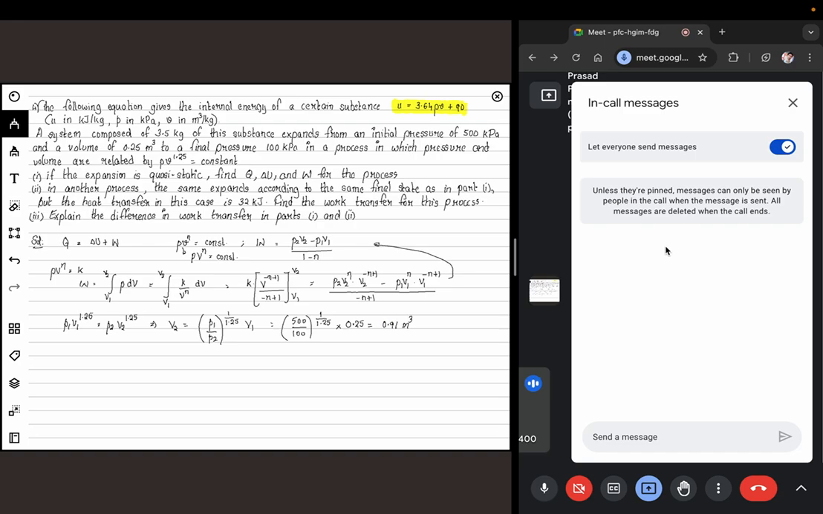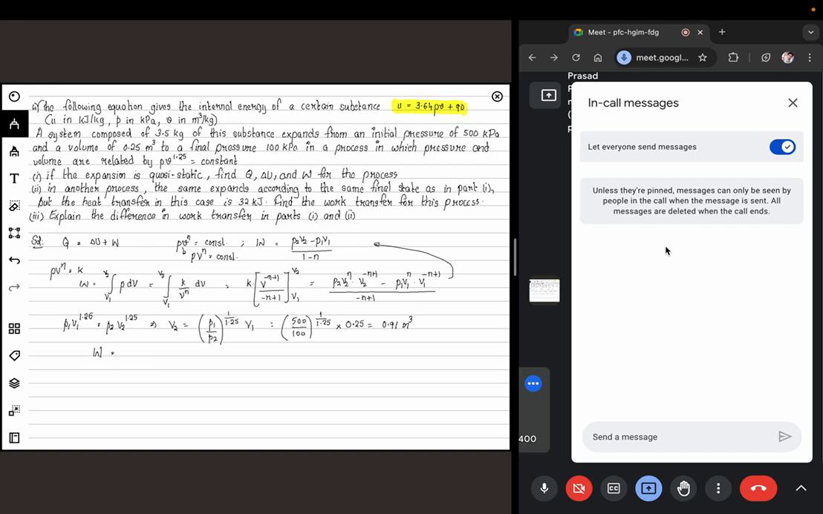This gives me a final volume of 0.91 cubic meters. So now that I know the final volume, I can calculate the work done. I will just substitute in the formula. Just note the units. To be consistent, I am using everything in kilojoules. So I am using the pressure value in kilopascal directly, so that your final answer will be in kilojoules.